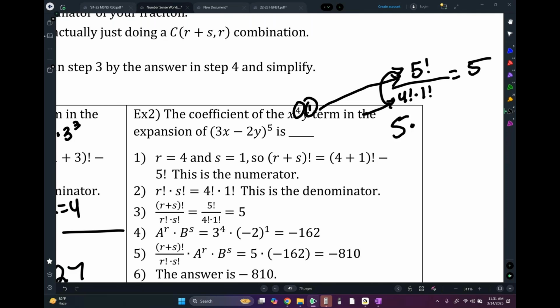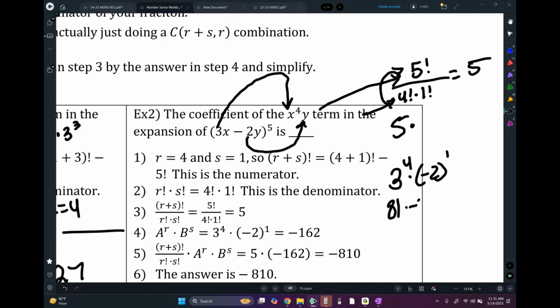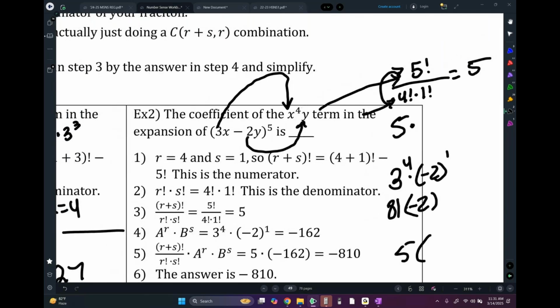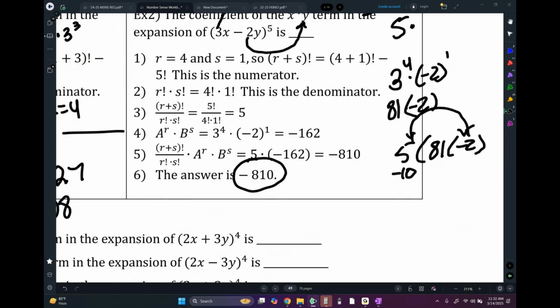5 times, now what do I do? I plug the 3 in for x, and be careful here, and I plug the negative 2 in for y. So I'm going to do 3 to the 4th times negative 2 to the 1st. That's 81 times negative 2. I'm not even going to multiply that yet. So I'm going to get 5 times 81 times negative 2. I'm going to multiply these first. Negative 2 times 5 is negative 10. Negative 10 times 81 is negative 810.